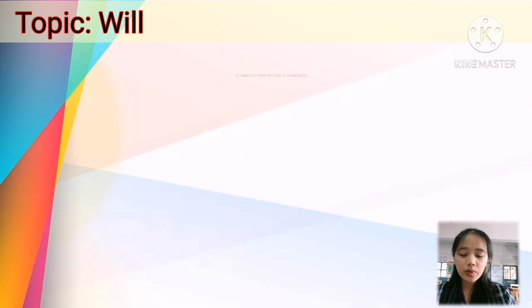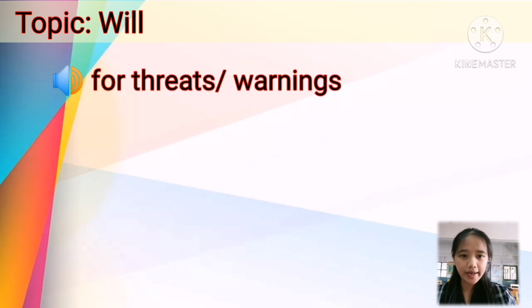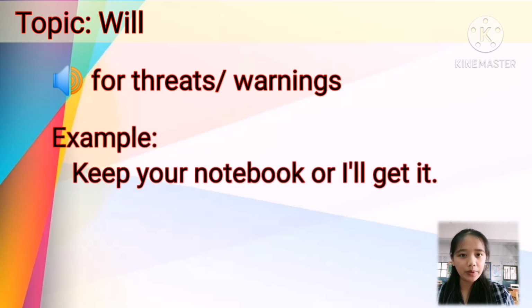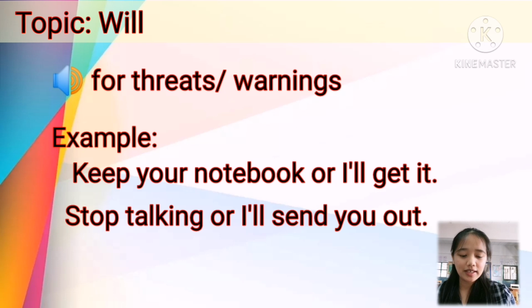The next one is for threats or warnings. There's a common example that is really happening in your class. For example, you are doing another subject in my period. So what do I usually say? Keep your notebook or I will get it, right? And also there is an example here: stop talking or I will send you out. So these are examples of threats and warnings.